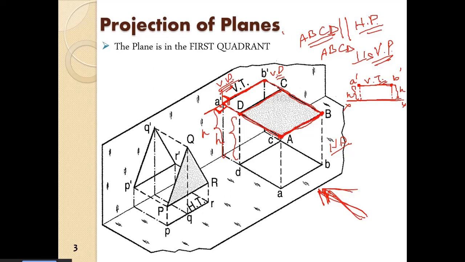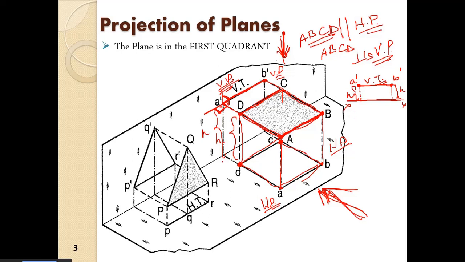Now what about the top view? So if we see from the top view, we will see the entire plane ABCD being projected. A is projected here, B is projected at the point B. C is projected at the point C here. All right, and D is projected at the point D. So we have the projection of the entire plane ABCD on the horizontal plane. And there are no traces here. Right, it is direct projection of the plane.